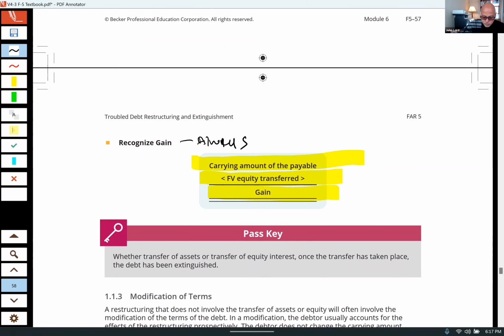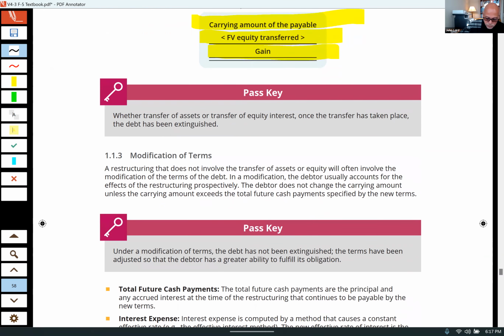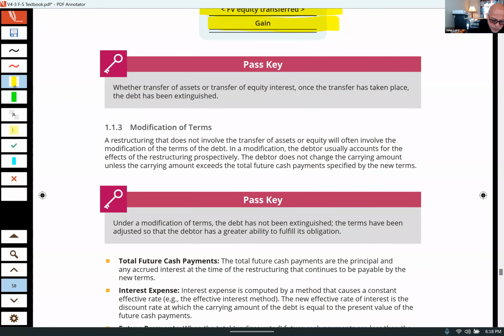Now, you come over and we talk about modification of terms. And this is where I think that first part is pretty easy, but sometimes folks get confused because they're sitting there thinking, well, why am I discounting the cash flows in one case and not in the other? Okay, so a restructuring that does not involve the transfer of asset or equity will often involve modification of the terms of the debt. So they're going to give me longer to pay. They're going to reduce the interest rate. They're going to not make me pay back everything I owe. But they're going to be getting something.